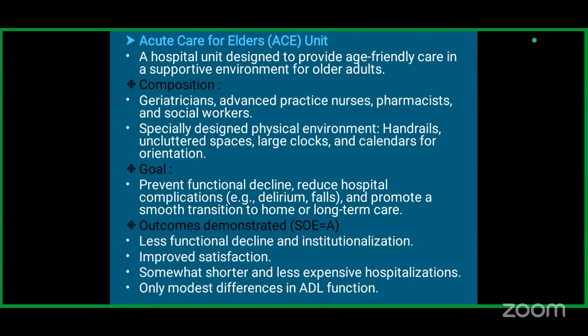It's specially designed. A specially designed physical environment is a necessary component of this unit, including handrails, uncluttered spaces, and large clocks and calendars for orientation. The goal is to prevent functional decline, to reduce hospital complications such as delirium and falls, and to promote a smooth transition to home or long-term care. The outcomes demonstrated, with strength of evidence class A, were less functional decline and institutionalization, improved satisfaction, and somewhat shorter and less expensive hospitalizations, with only modest difference in activities of daily living function.